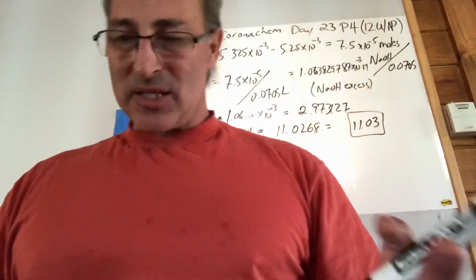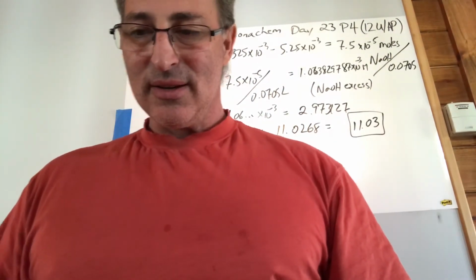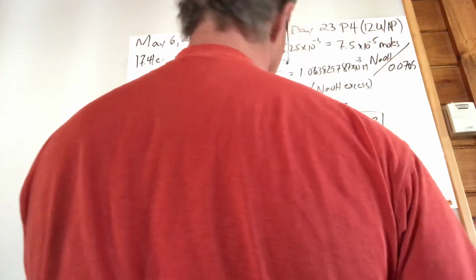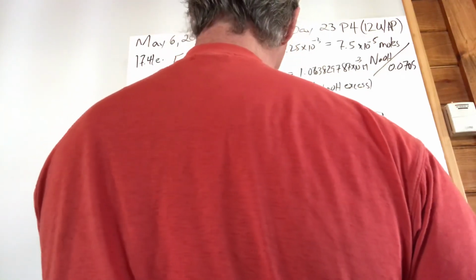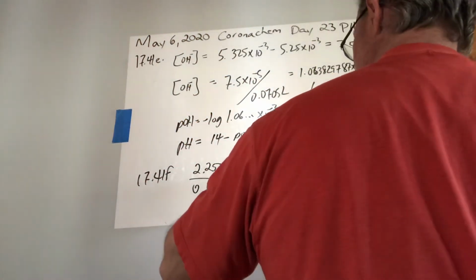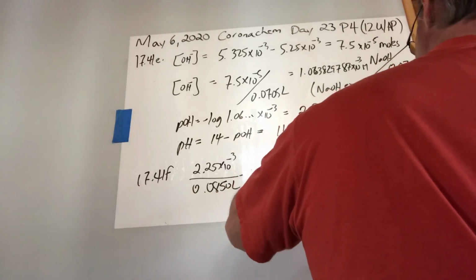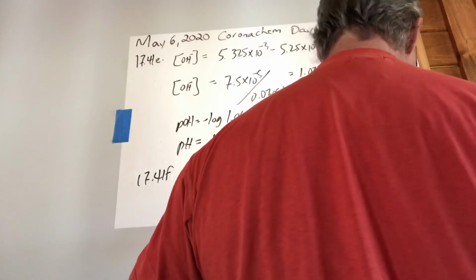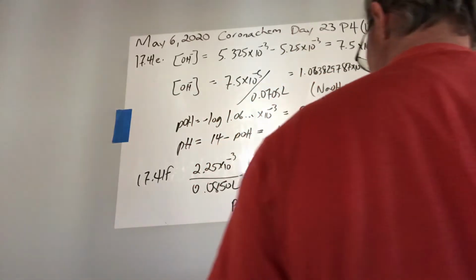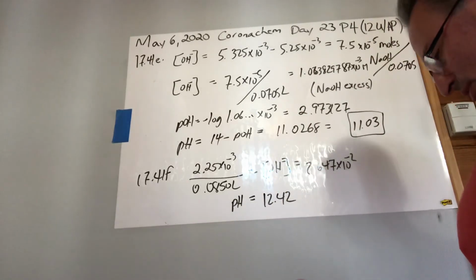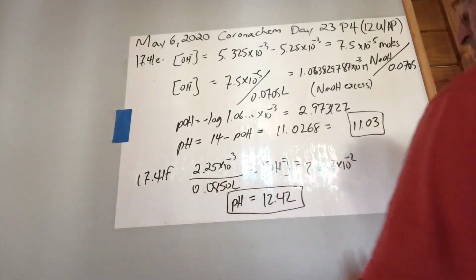The last part is a greater excess of base. So 1741F, an even greater excess of base. So now you get 2.25 times 10 to the negative 3 over 0.0850 liters. And what you get is an OH minus concentration equal to 2.647 times 10 to the negative 2, which gives you a pH of 12.42 after you do the calculation. Take the negative log of that, get the pOH, subtract it from 14, you get 12.42. Okay, so that's wrapping up the homework for tonight.